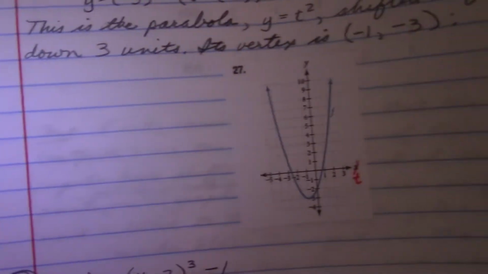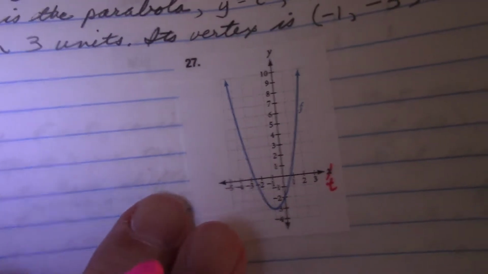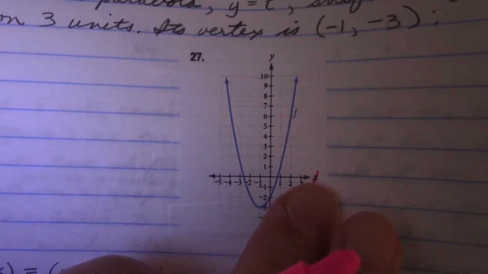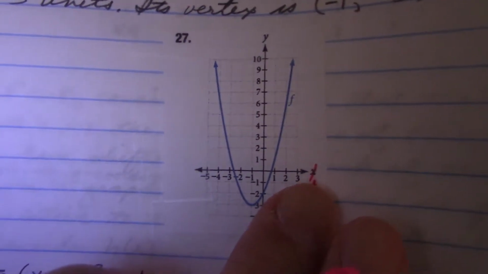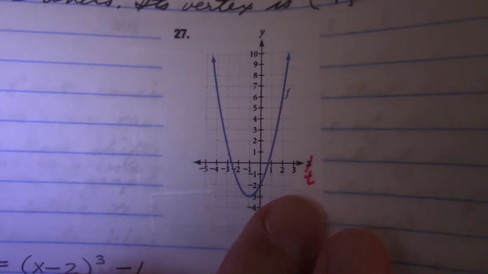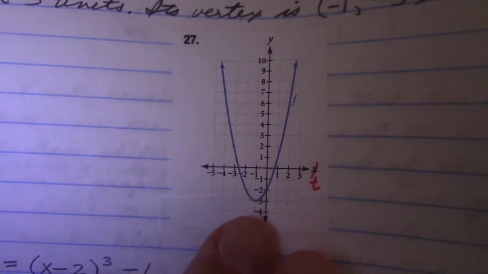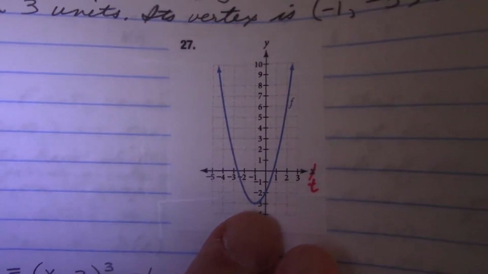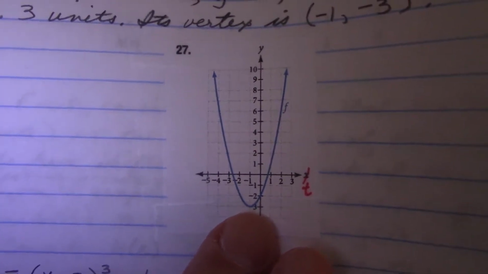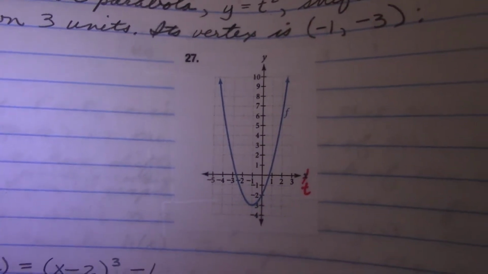And they labeled that as the x-axis by mistake. Okay, so that should be the t-axis, because that's what they gave us in this problem. So there's your vertex. -1, -3, as we thought.